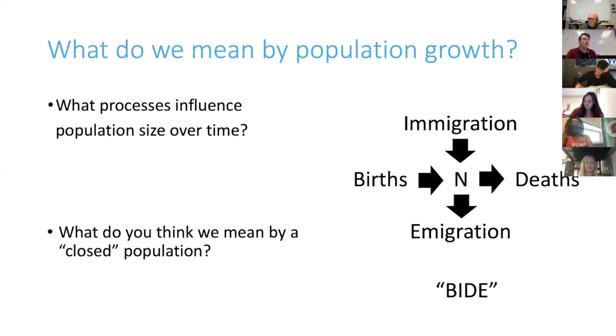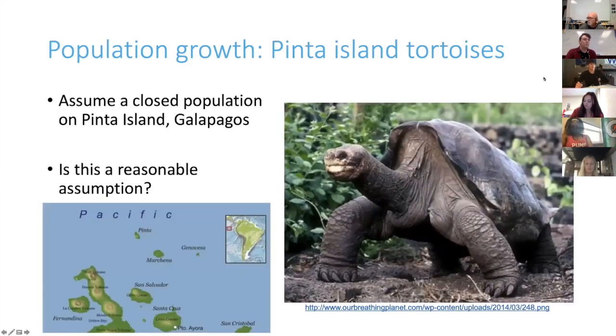So for the problem we're going to do today, we're going to assume a closed population, and our population is going to be Pinta Island tortoises. This is going to be a population of hybrid tortoises that were reintroduced to Pinta Island. So this is the island of Pinta in the Galapagos. I've sort of cropped the map here, but there's the main large island. Do you guys think that having a closed population for the tortoises is a reasonable assumption?